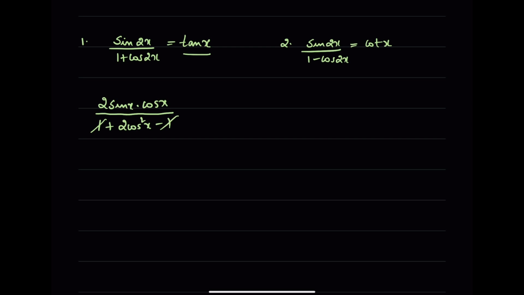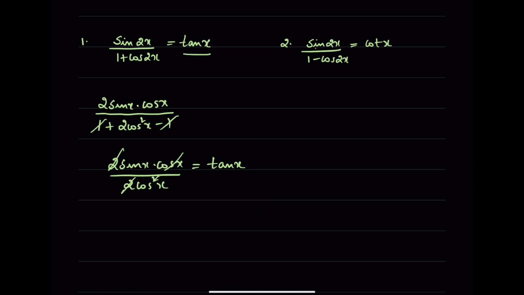Now the ones will be subtracted and we will have 2 sin x cos x divided by 2 cos square x. We can cancel the 2 and we can cancel one of the cosines, and this will be equal to tan x. Now let's try the second one.